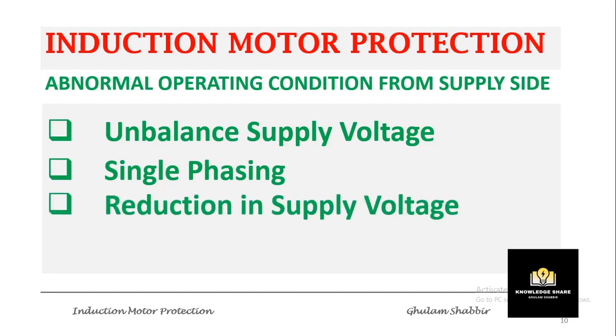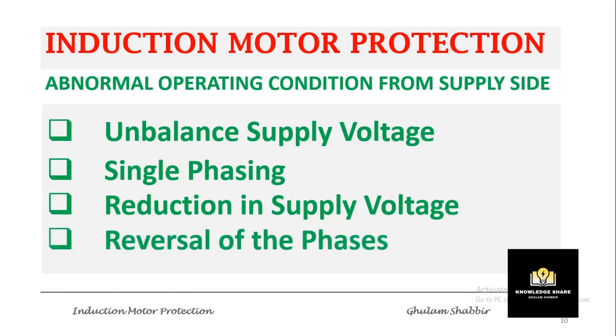Next is the reduction in supply voltage. The torque developed by the induction motor is proportional to the square of the applied voltage. Therefore, any small reduction in the voltage has a marked effect on the developed torque. The reduced torque may cause the motor to lose speed and draw more current. So a large motor should be disconnected when a severe low voltage condition persists for more than a few seconds. Undervoltage relays may be used for protection against reduced supply voltages.